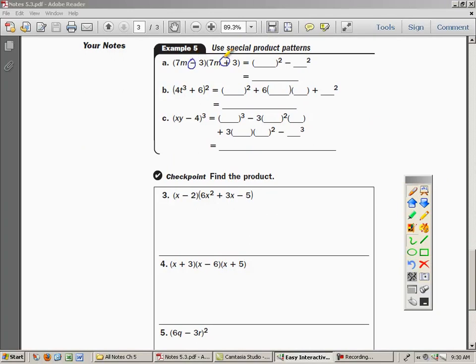Again, sum and difference, and we have the same thing in both spots. So it essentially becomes 7m squared minus 3 squared. This is 49m squared minus 9. Make sure you square both things inside of there. Remember, that's the power of a product property.